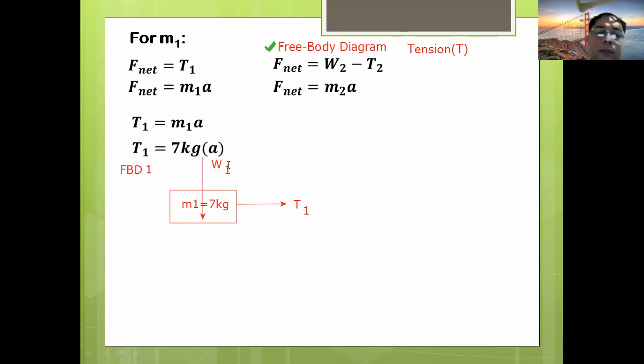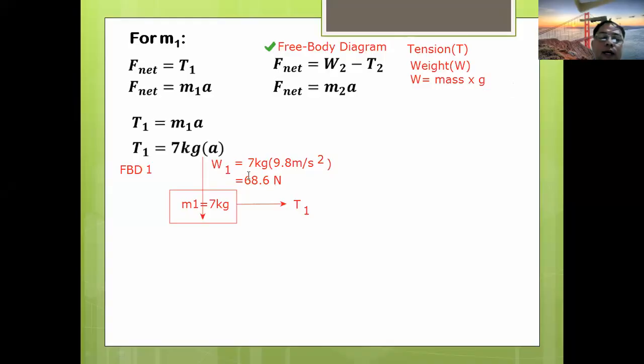Another force present is W, which is our weight. To determine weight, W is determined by multiplying the mass of the body times the acceleration due to gravity. These are the two values that we simply multiply. So for weight 1, it will be 7 kilograms multiplied by 9.8 meters per second squared. How much will be the value of weight 1?